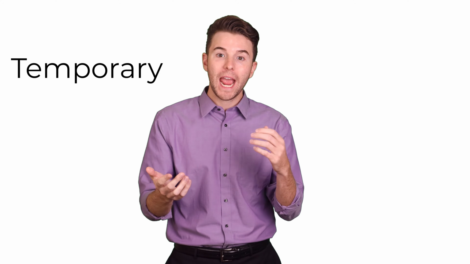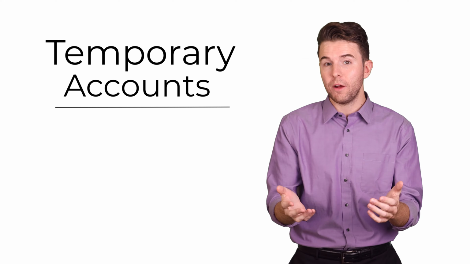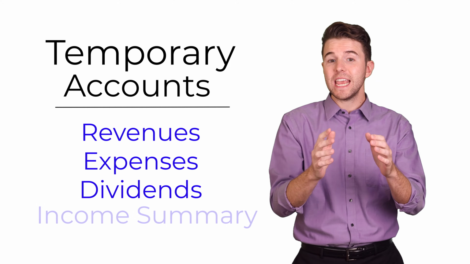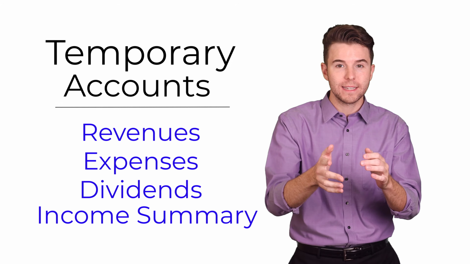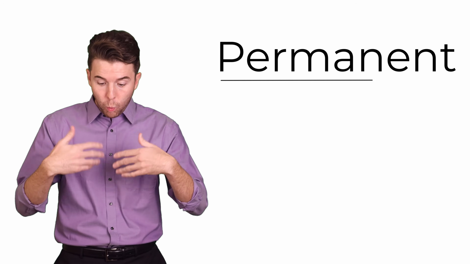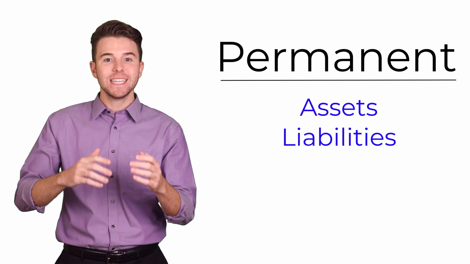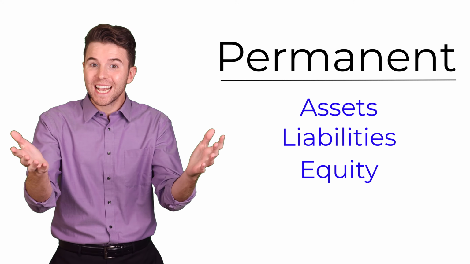Now, when determining which accounts to close, we first have to figure out which accounts are temporary accounts and which are permanent accounts. Temporary accounts relate to one accounting period and include revenues, expenses, dividends, and the income summary account, which we'll talk about in a minute. Permanent accounts relate to one or more future accounting periods and include assets, liabilities, and equity accounts. Basically, any account we'd find on the balance sheet. Now, when we do closing entries, we only close out the temporary accounts.